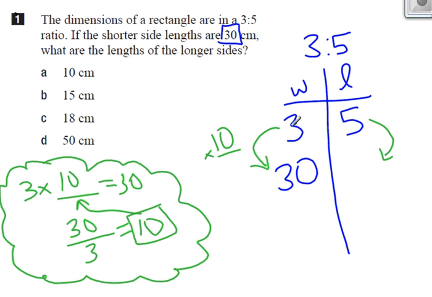3 times 10 is 30. And if you know that 3 times 10 is 30, then over here you have to do times 10. If you know the multiplication factor on the left, it's the same factor on the right. So 5 times 10 is 50. And that tells me that if the shorter side is 30 centimeters, the longer side is 50. So again, there's 2 methods for working with ratio. Whichever method you like best, they're both great. Okay, so that's ratio. Let's go on to the next question.